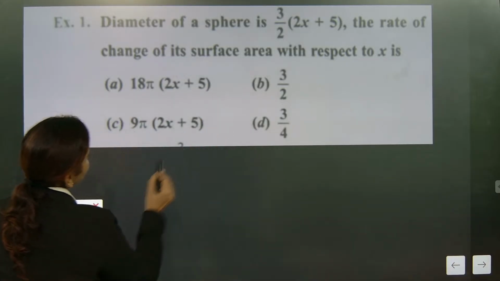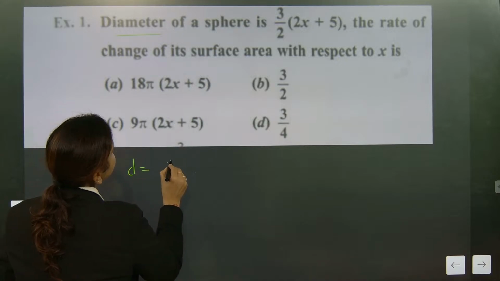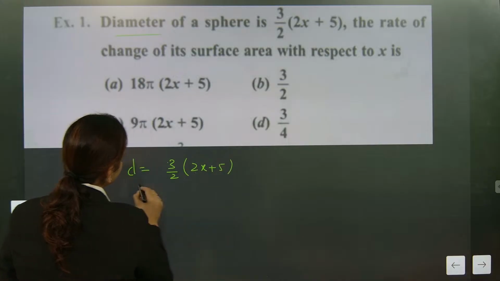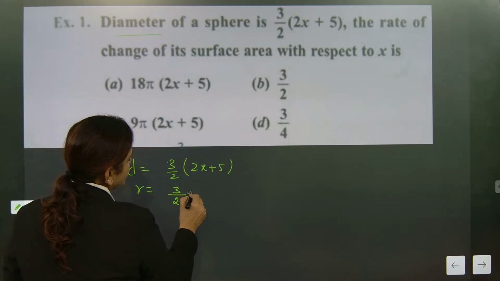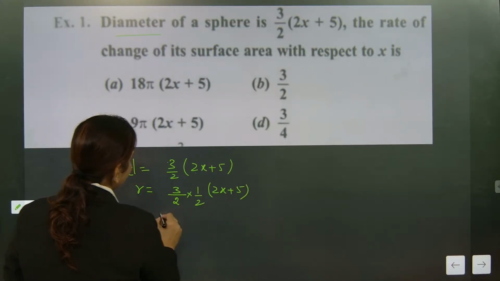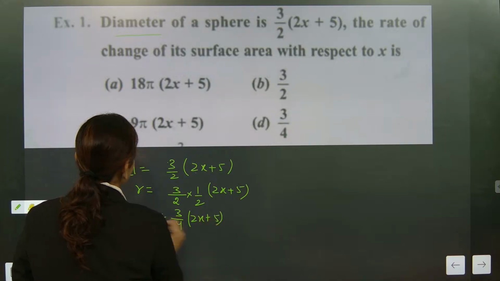So now, sphere. The diameter of the sphere is given as 3 by 2, 2x plus 5. Then what is the radius? Radius is diameter divided by 2. So it will become 1 by 2 into 3 by 2, 2x plus 5. So this will become 3 by 4, 2x plus 5. So this will become the radius.